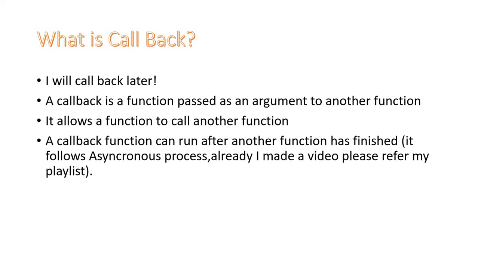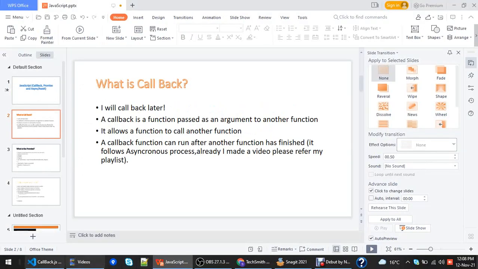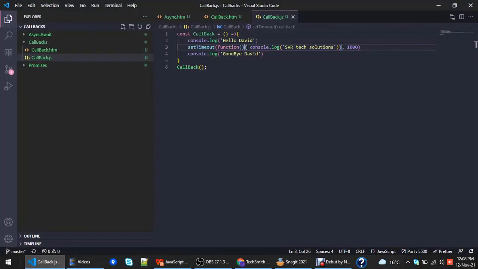What does that mean? It is an asynchronous process. setTimeout is the perfect example of executing a callback, and it will call it after 1 millisecond or 2 milliseconds, or however much time you want to keep in the setTimeout, and then it executes that particular function later. So I want to show an example of that. Let me show the example, guys.